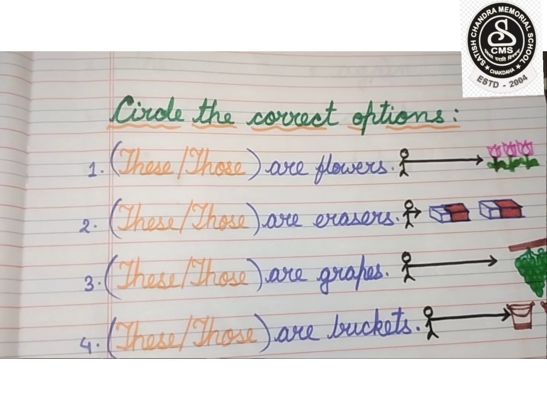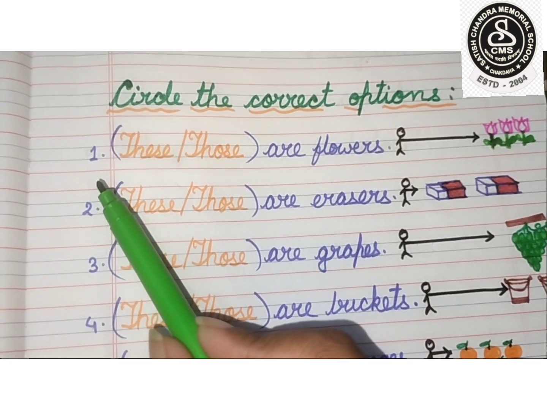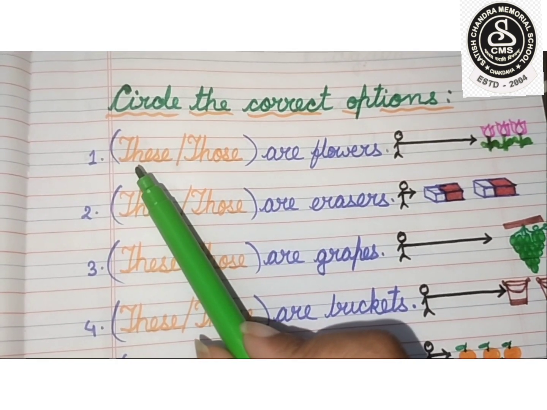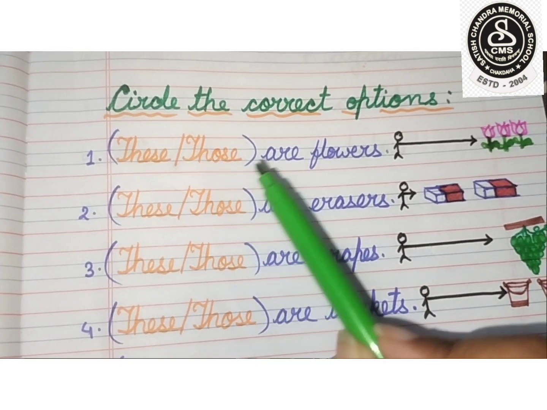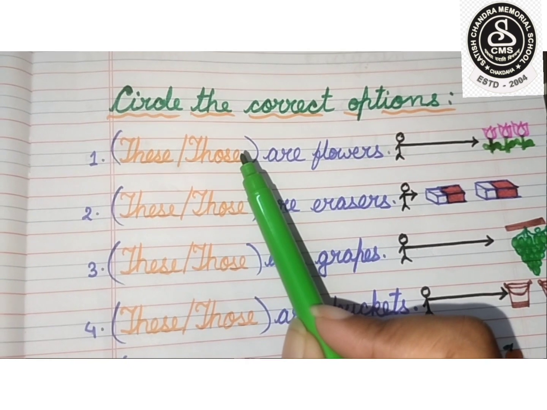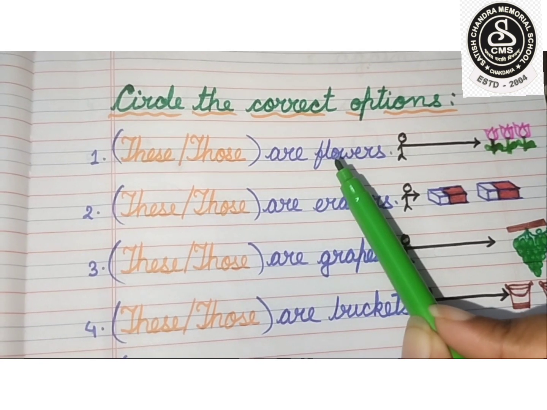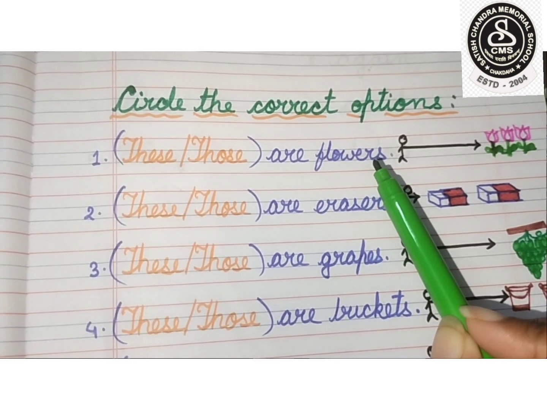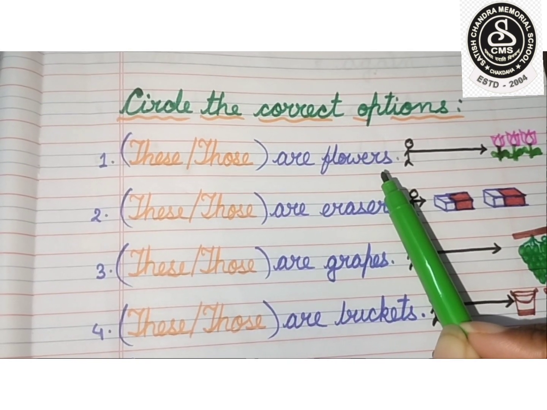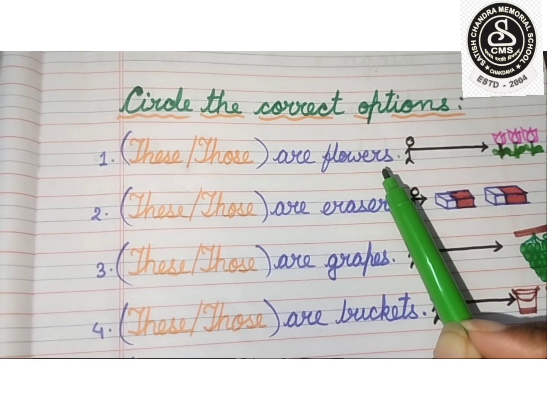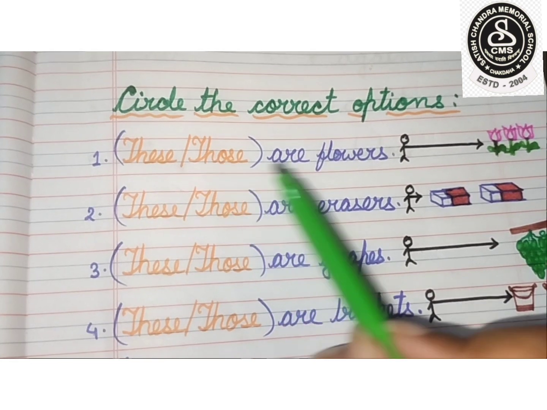So before doing this, let us read the sentences. Number 1. Here it's written these and those in the bracket. Means from here we have to choose the correct option. ARE FLOWERS, flowers. Many flowers, we will use are, right? We have already learned it when we have learned one and many. I hope you have remembered, right children? So these, those are flowers.